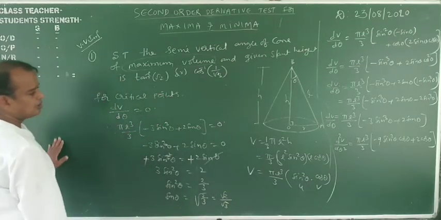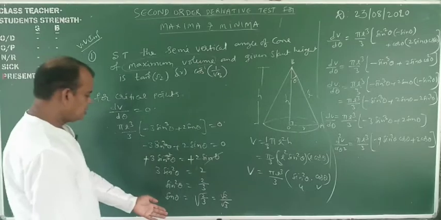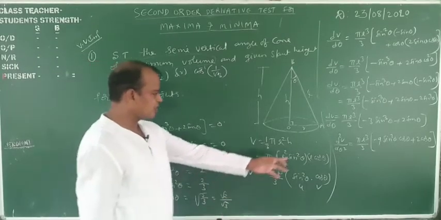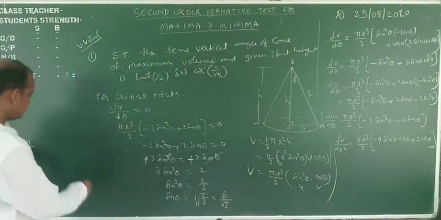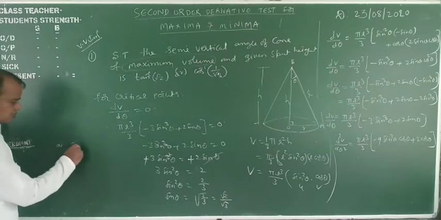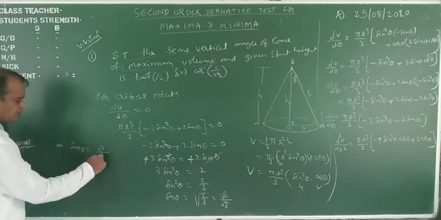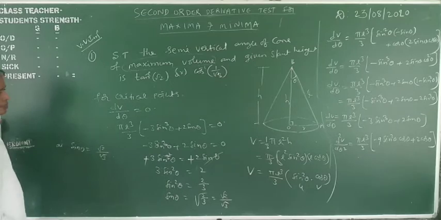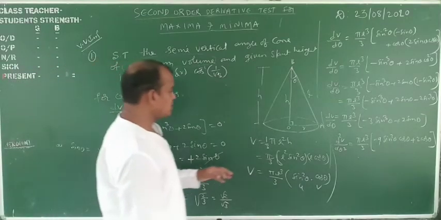Root 2 by root 3. Now here observe that sin theta, this value we substitute in this one. What happened? At sin theta is equal to root 2 by root 3. Now sin theta is equal to root 2 by root 3 means this one.